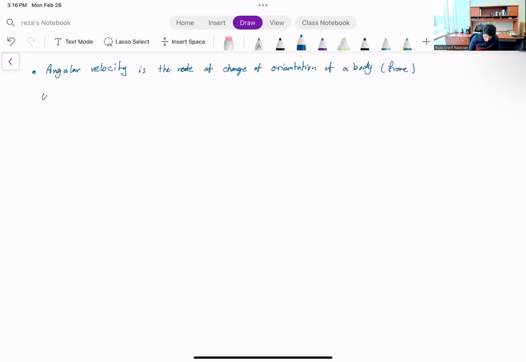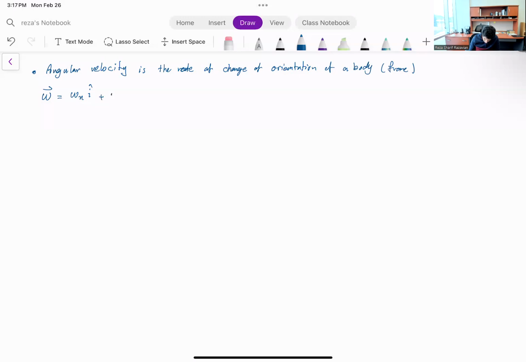Angular velocity is a vector. We usually define that vector in what we used to call the body fixed frame. So we can have the global stationary frame and another frame that is attached to the body and moves with the body. We often describe our angular velocity with the components along the body fixed axes. These little i, j, k are the body fixed frame.